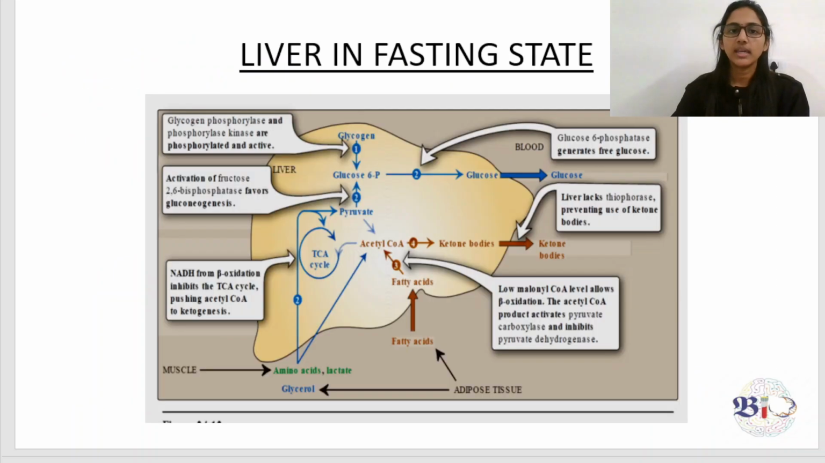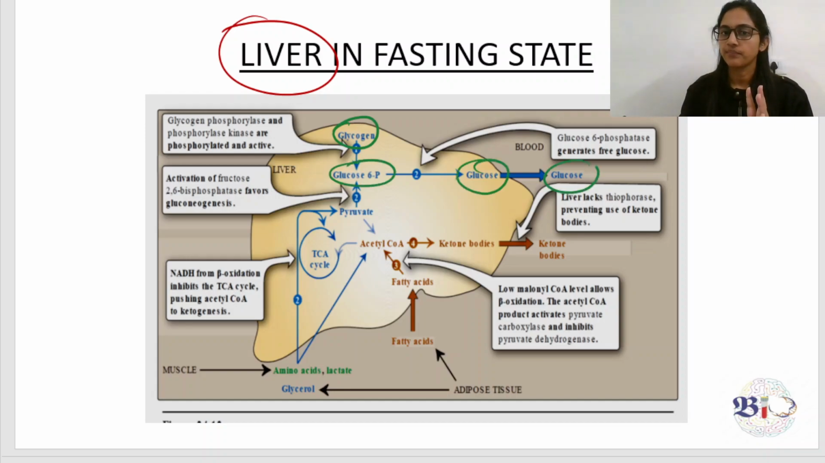All right. So even here, let's start talking about different organs. What happens to the metabolic pathways in different organs in the fasting state? First we'll start off with the liver. Why? Because in the early fasting state, your liver glycogen is going to get broken down and give blood glucose, and glucose enters the circulation, right? The next one is the gluconeogenesis pathway, which is going to be active.